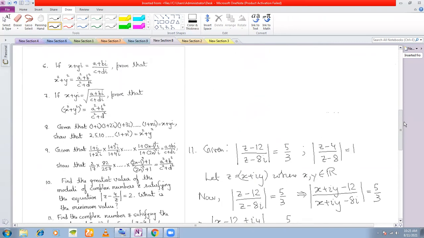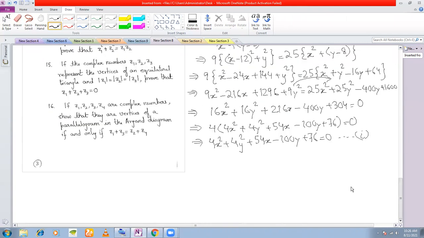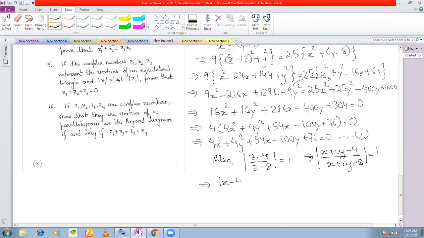The second relation is |z − 4| / |z − 8| is equal to 1. Put the value of z: |x + iy − 4| / |x + iy − 8| is equal to 1. Now distribute this over the numerator and the denominator. Separate the real and imaginary parts.